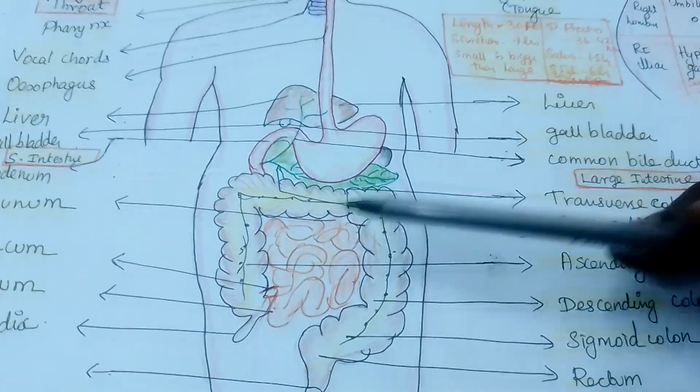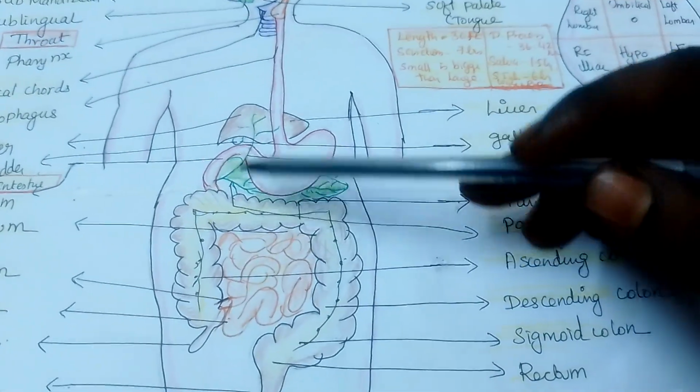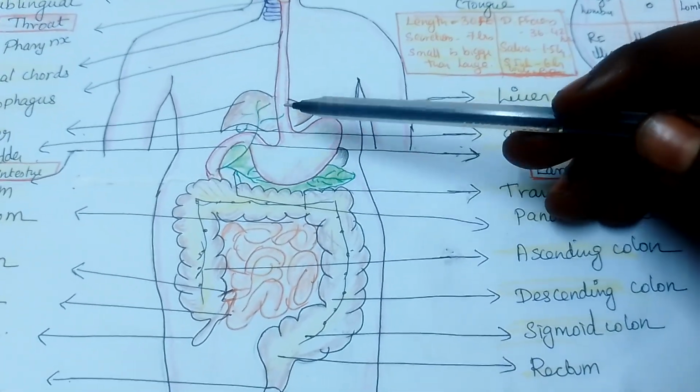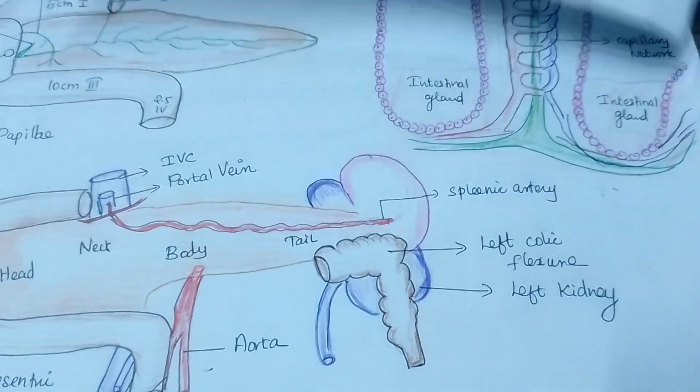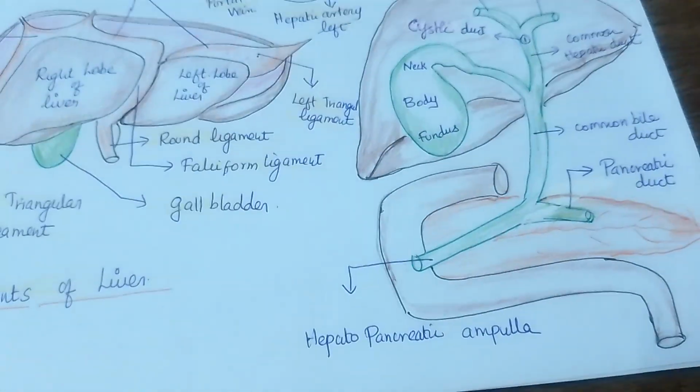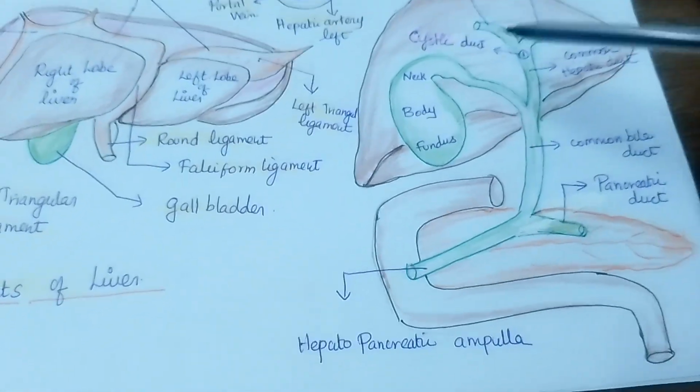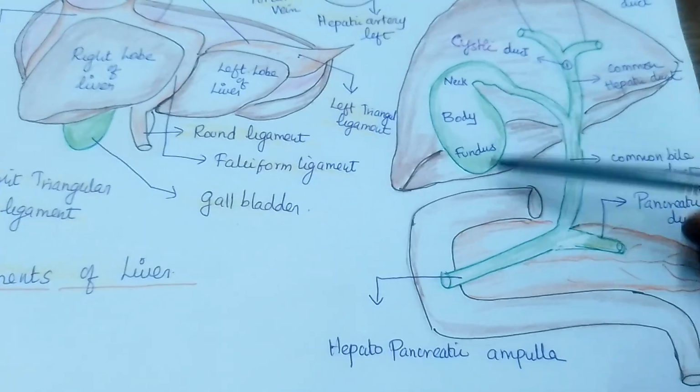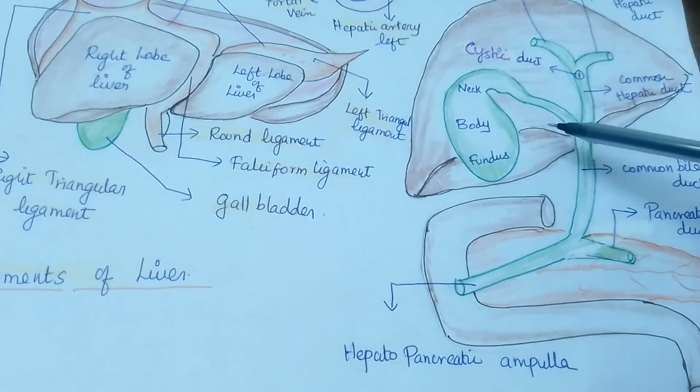Once CCK comes, the sphincter of Oddi opens up. Once the sphincter of Oddi is open, the juices enter directly into the small intestine, and the digestion process takes place.